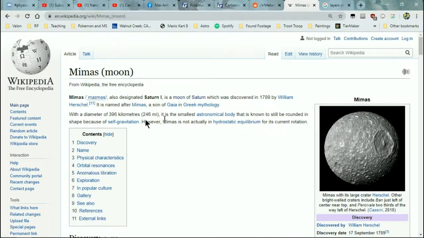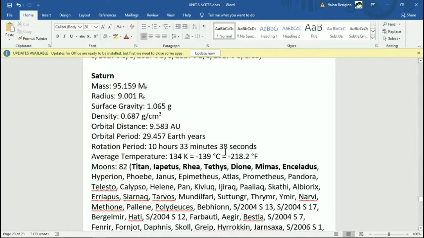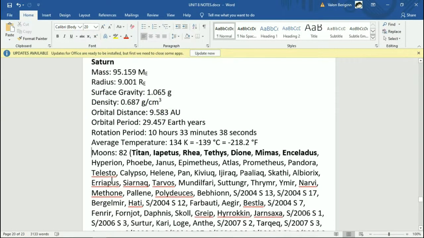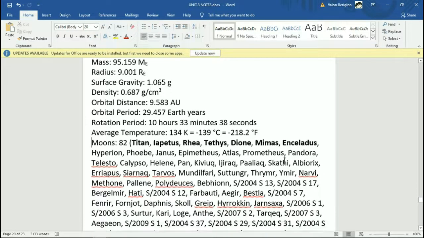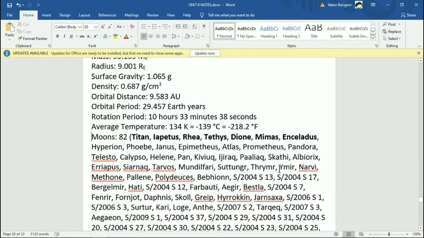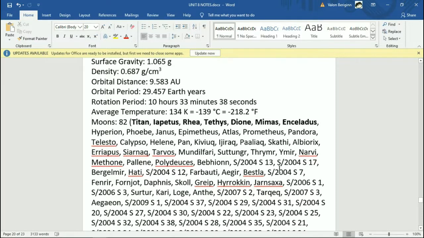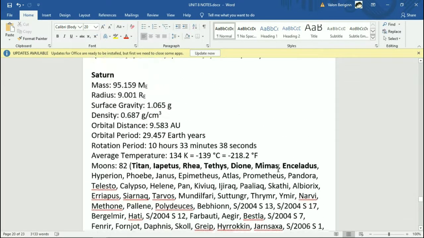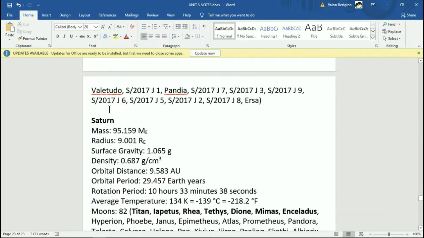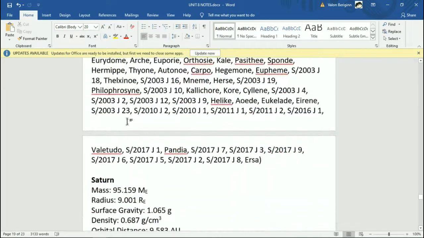That's weird. Well, I don't know the specifics of that. But yeah, basically, it's the smallest spherical object. But then you get all these other ones, Hyperion, Phoebe, Janus, Prometheus, and so on. Those are all not spherical.